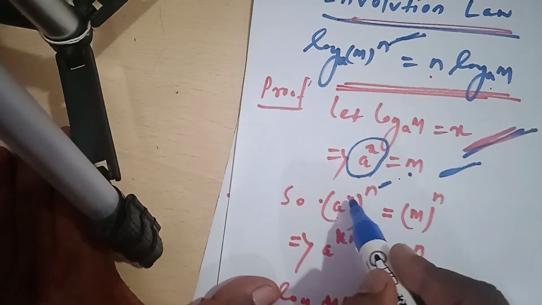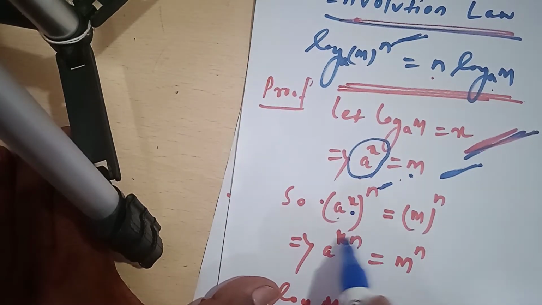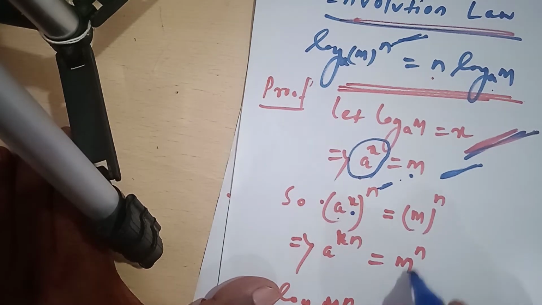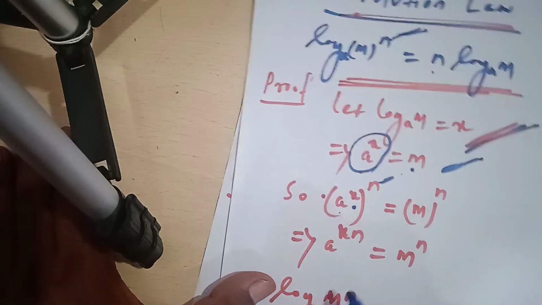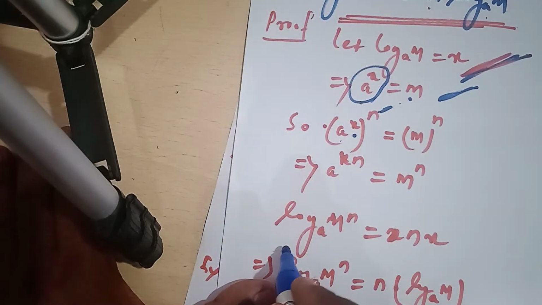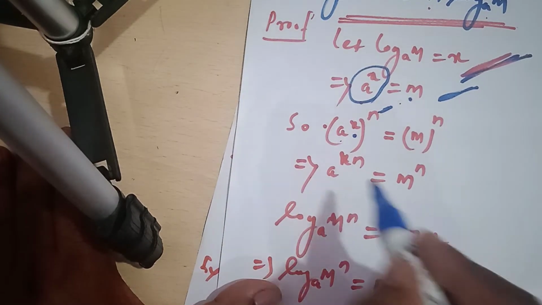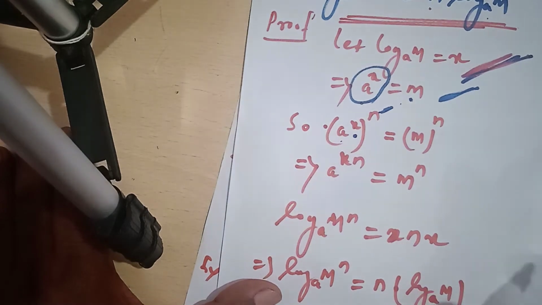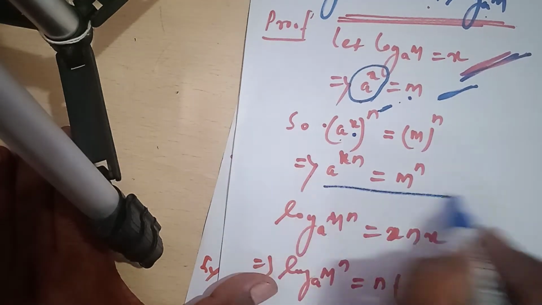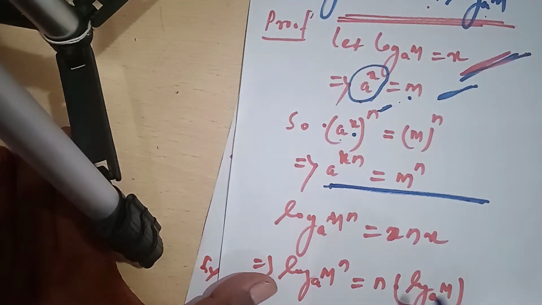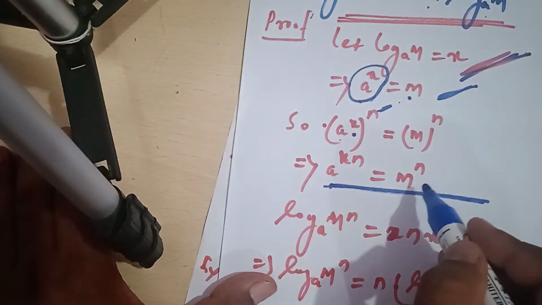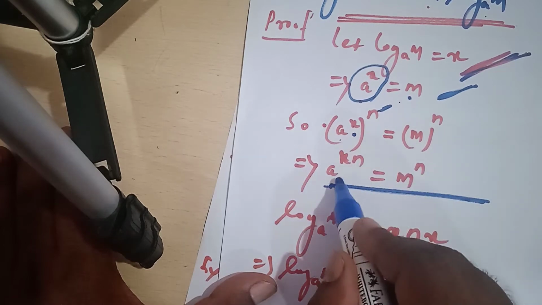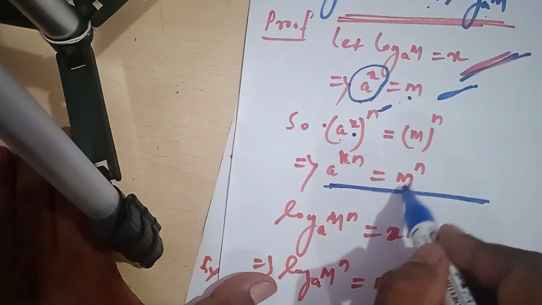Then a to the power x into n is equal to xn is equal to m to the power n. I have omitted the bracket. This is the exponential form. a to the power xn is equal to m to the power n.